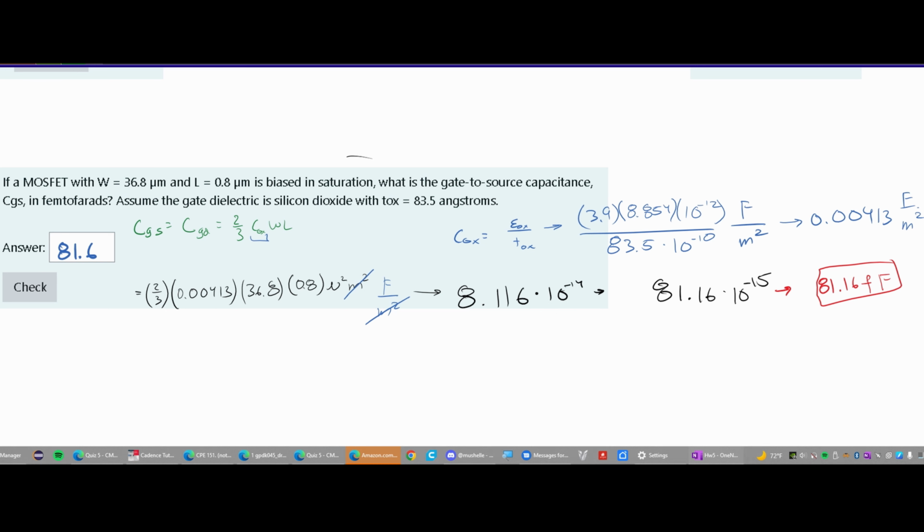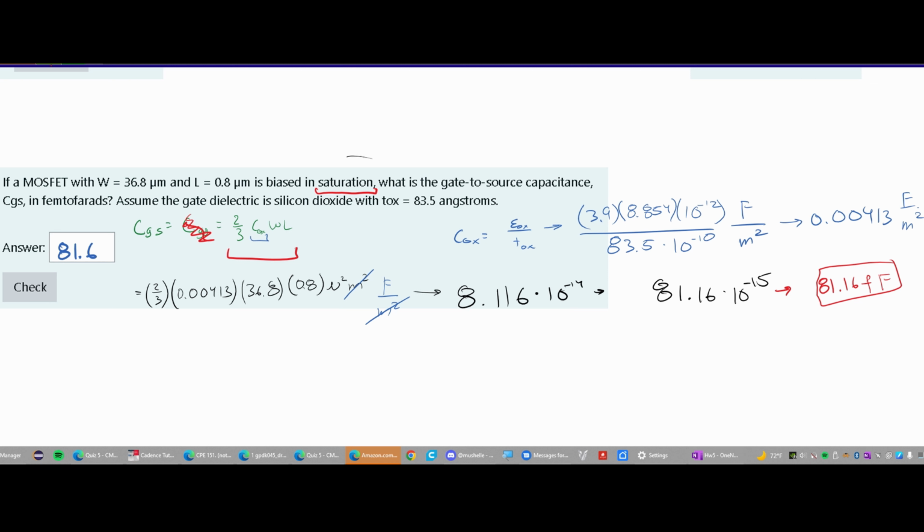So we are specifically going to use the following equation right here, where our CGS is equal to 2/3 multiplied by COX and WL. To find our COX, we're going to come over here. This is the very first step that I'm going to do, so technically the second step after writing out this equation. It's going to be equal to our EOX over TOX.